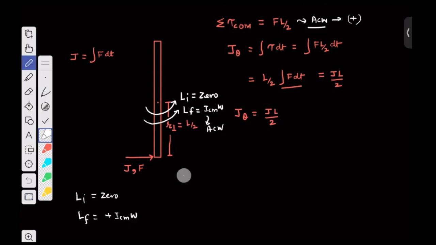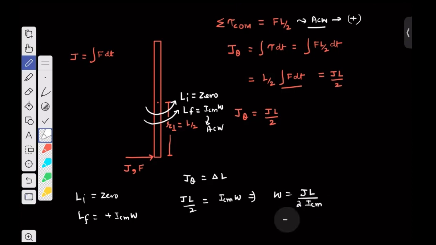So we can write J theta equal to the change in angular momentum. J theta is JL by 2. Initial is 0, final is ICM omega. So it's going to be ICM omega. So omega will be JL by 2 ICM. And what is our ICM? ML square by 12. So it's going to become 6J by ML. So this is going to be the angular velocity it will be having just after the impulse. I hope all of you understood this thing.